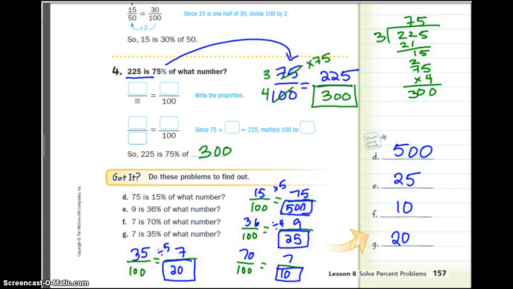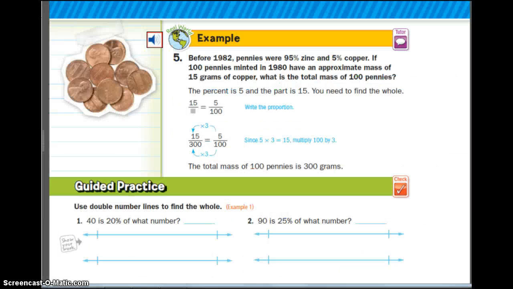Turn the page. So now we have a word problem. Hold on. False alarm. Back to the problem. Before 1982, pennies were 95% zinc and 5% copper. If 100 pennies minted in 1980 have approximate mass of 15 grams of copper, what is the total mass of the pennies? Okay, so copper and copper.